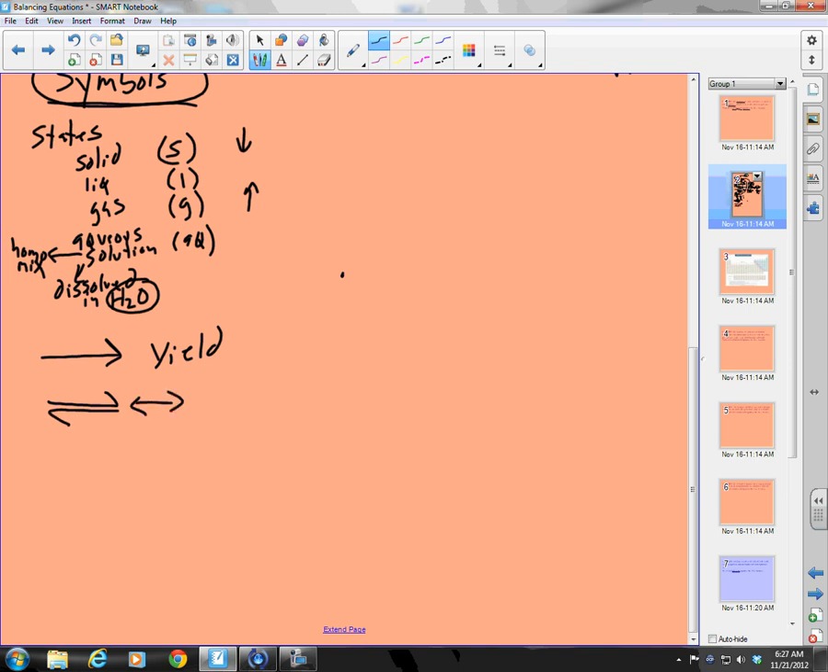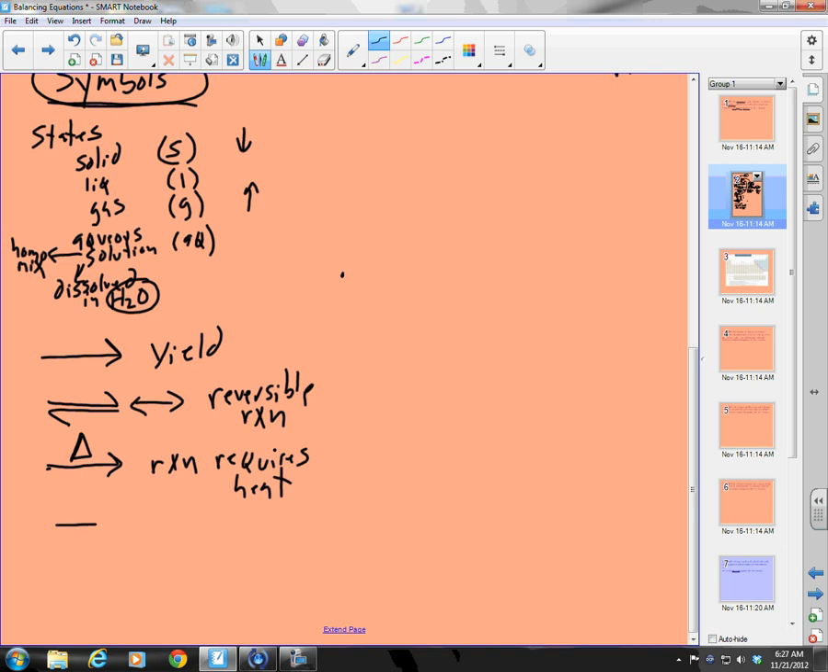That means this is a reversible reaction. That means the reaction occurs in both ways. It occurs from left to right and occurs from right to left. I can have something like a yield arrow with a delta on top. That means the reaction requires heat.